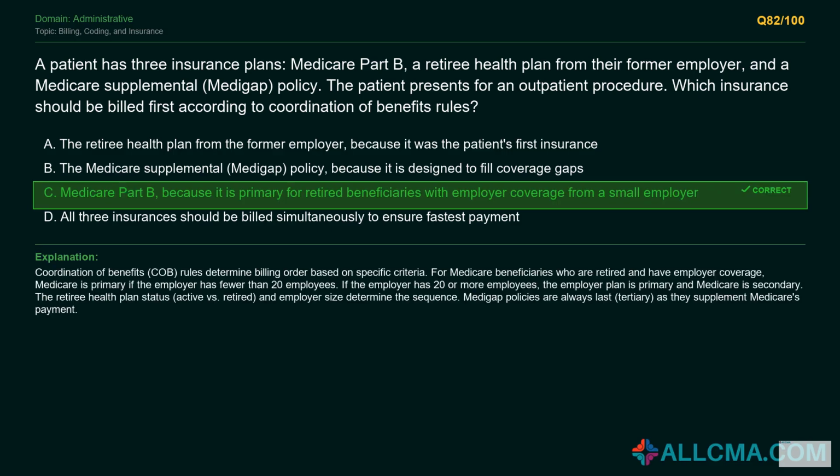The correct answer is C. Coordination of benefits, COB, rules determine billing order based on specific criteria. For Medicare beneficiaries who are retired and have employer coverage, Medicare is primary if the employer has fewer than 20 employees. If the employer has 20 or more employees, the employer plan is primary and Medicare is secondary. The retiree health plan status, active versus retired, and employer size determine the sequence. Medigap policies are always last, tertiary, as they supplement Medicare's payment.